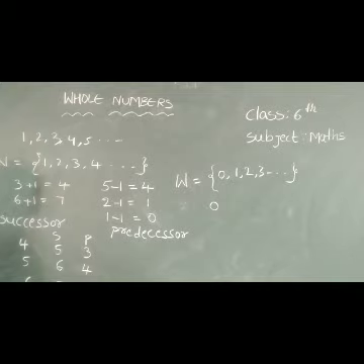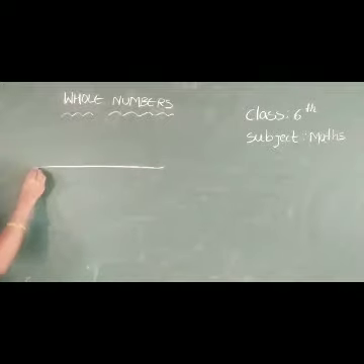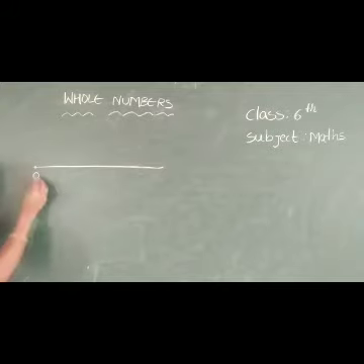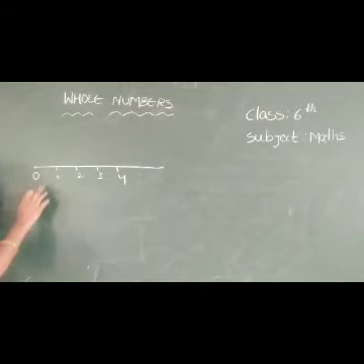Representation of whole numbers on the number line. Draw a line and label its starting point as 0. Then, to the right side of 0, mark some numbers at equal distances: 0, then 1, 2, 3, 4. The distance between any two consecutive numbers is equal. This is called the number line. So we can represent the numbers 0, 1, 2, 3, 4 on the number line. This is the representation of whole numbers on the number line.